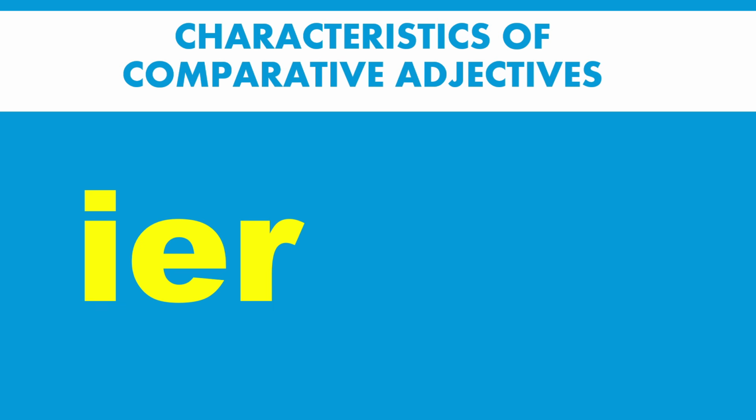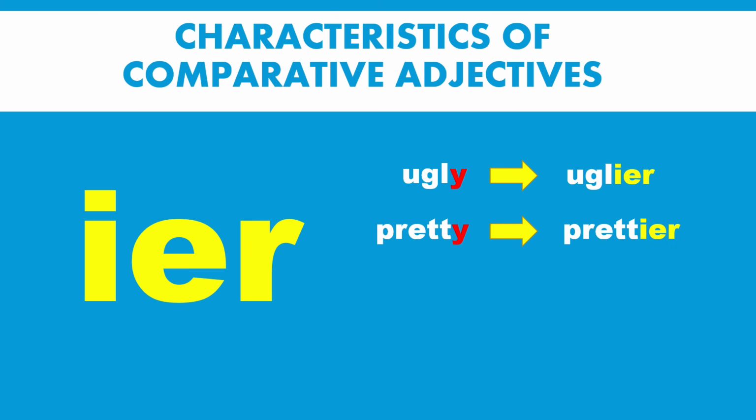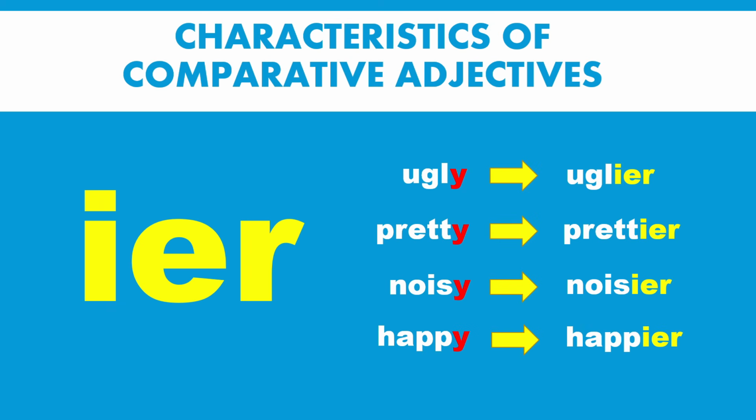Next, IER. IER is pretty simple. As long as the adjective itself ends with a letter Y, most of the time we will remove the Y and replace it with IER. For example, ugly. Ugly ends with Y, but when it is converted into comparative adjective, we kick out Y and add in IER. A few more examples are pretty becomes prettier, there's no more Y. Noisy becomes noisier. Happy becomes happier.